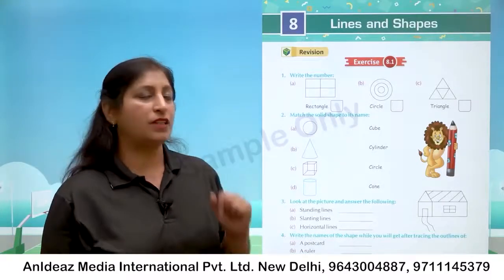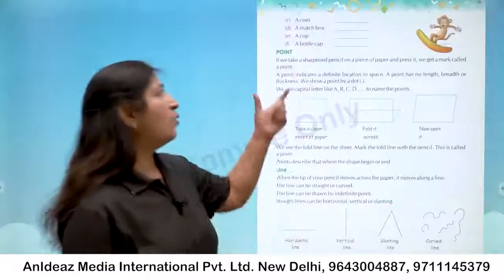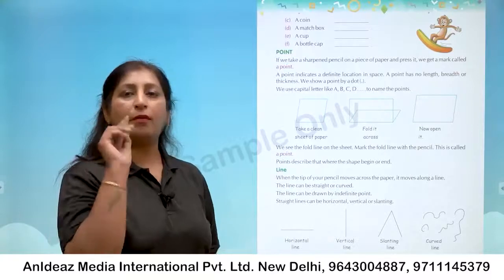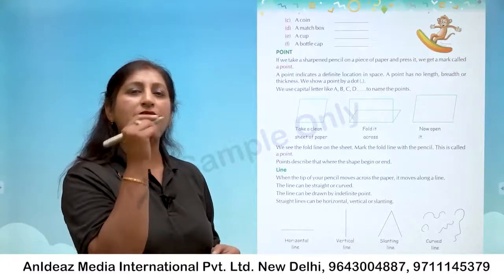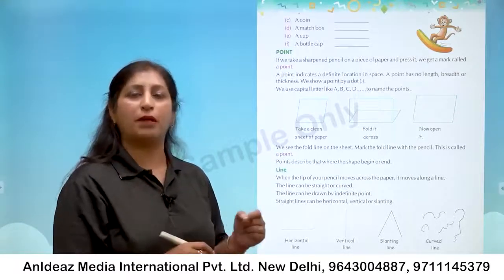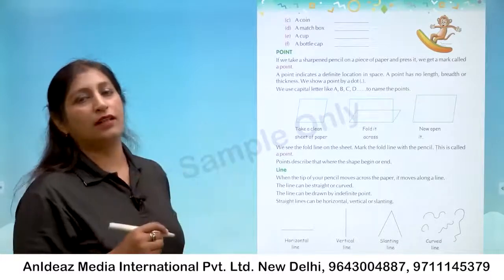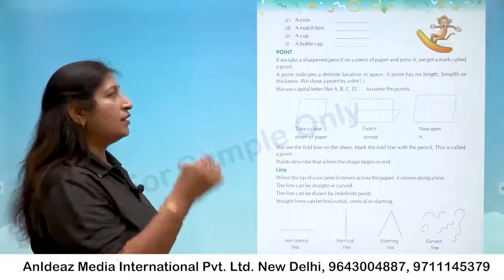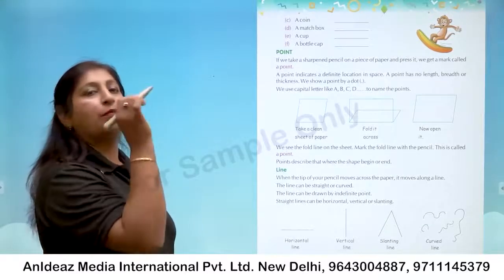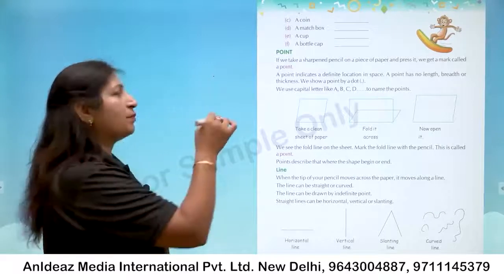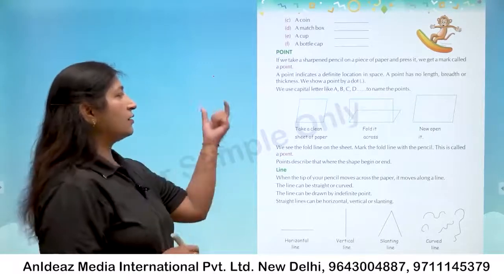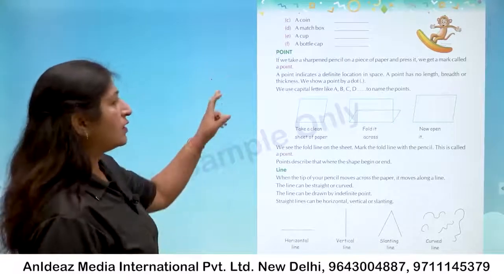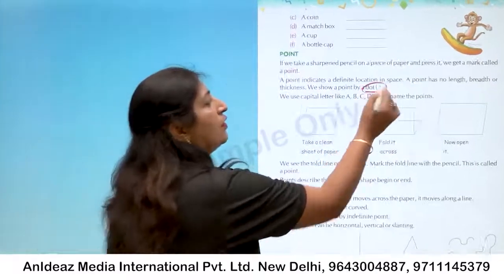Now we move to the first topic of the chapter, that is point. What is a point? You know that if you have a sharpened pencil and you press the tip of the pencil on a sheet of paper, then the mark that you get is called a point. This is how you can get a point. A point is denoted by a dot.